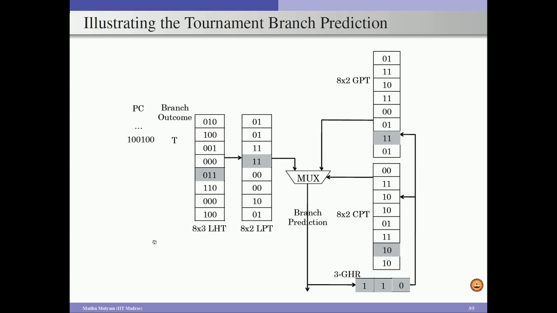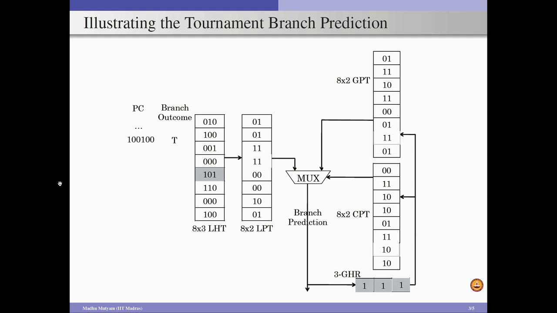After that, we have to insert this latest outcome into the corresponding history tables: one is the local history table, the other one is the global history register. So, here we have 0, 1, 1. After inserting this 1, it will become 1, 0, 1, and similarly the GHR was previously 1, 1, 0. After inserting the latest outcome, it will become 1, 1, 1. So, this is the state of the different tables at the end of the branch.